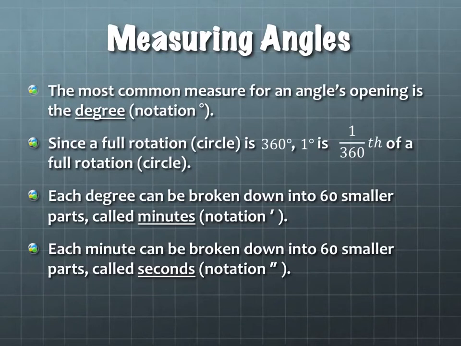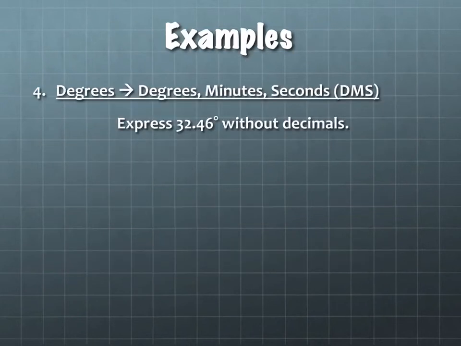Oh, it's right here. I just didn't actually say it. Let me see it. So each degree can be broken down into 60 smaller parts called minutes, and then each minute can be broken down into 60 smaller parts called seconds. So the idea of the number 60. So we're going to do some examples of taking degrees and changing them into minutes and seconds, and then changing minutes and seconds back into degrees.